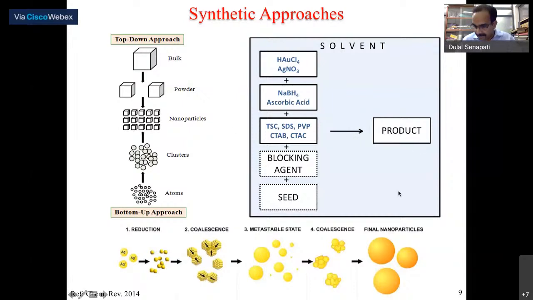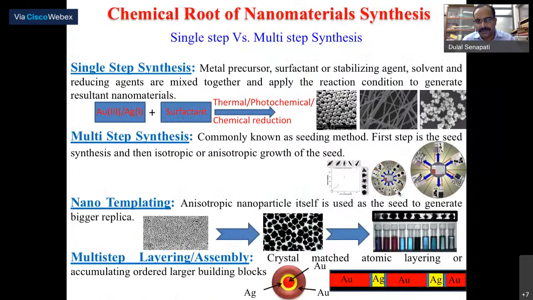Okay. And as I mentioned in my previous lecture also, there are two types of synthesis. One is a single step synthesis, where you mix everything together and they make a nanoparticle, or there could be a step by step synthesis, where you make the seed, grow the seed to a bigger particle, and use that bigger particle again as a seed to form the final desired particle. Okay. So these are some of the chemical routes of nanomaterials.